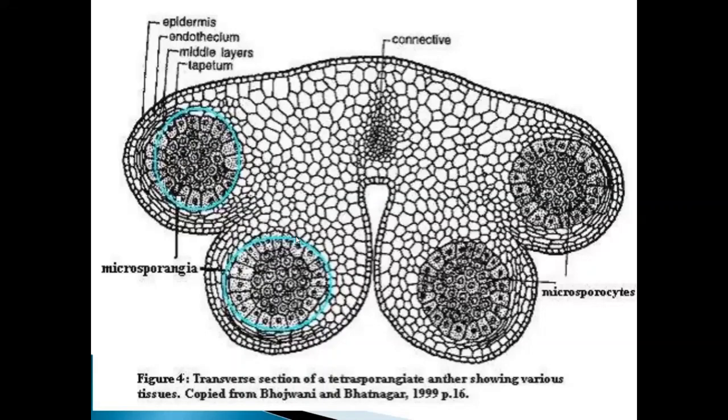So the second part is the endothecium. This is formed by a single layer of cells. So this is the epidermis and the second layer, this one or two layers, is the endothecium. The endothecium means, beneath the epidermis, a single or two layers of cells below the epidermis.